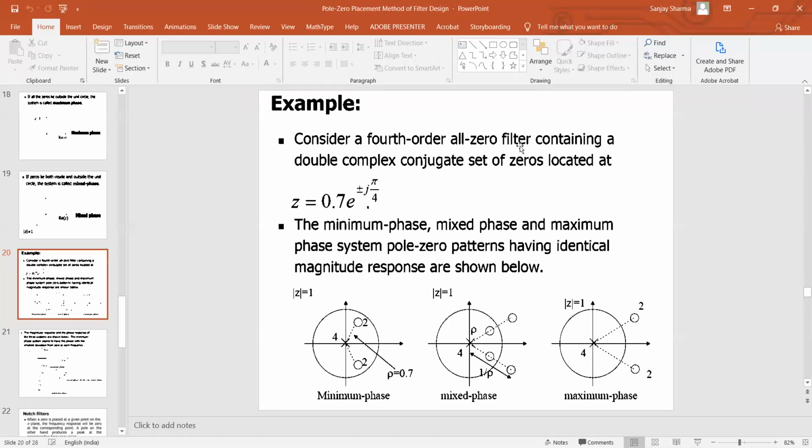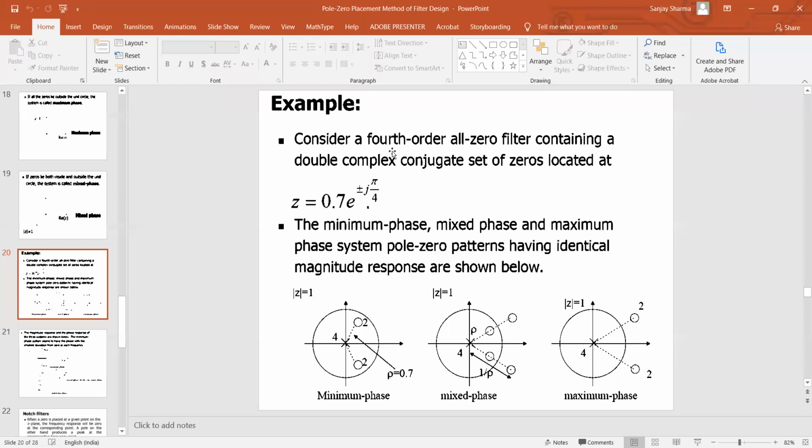Consider a fourth order all zero filter. So the filter is an all zero filter. It is an FIR filter. Fourth order means 4 zeros will be there. When 4 zeros are there, to maintain the neutrality of the system, the poles will be there, but all poles will lie at the origin of the Z plane. It is not like the system will only have zeros. The system will have poles also, but they lie at the origin, because poles at the origin will not contribute anything to the transfer function.